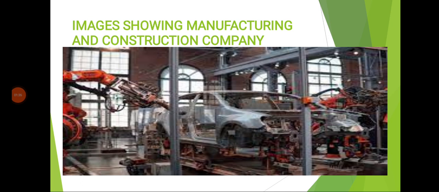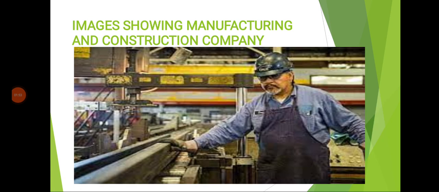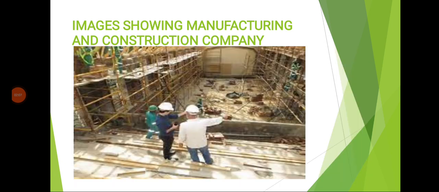Now, quickly look at the images showing manufacturing company. What are they doing here? You see, a car is being put in place, more like the assembling of cars. The process. Then you also see, what do you have here? A man putting on a helmet. Look at the uniform. So you see both construction company and manufacturing company, they always dress alike, since it's an engineering company.